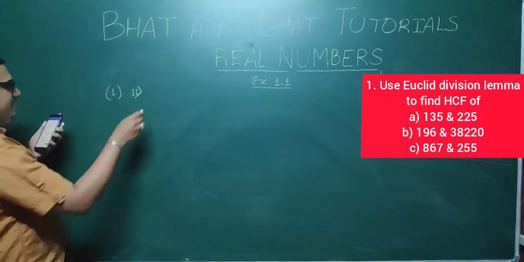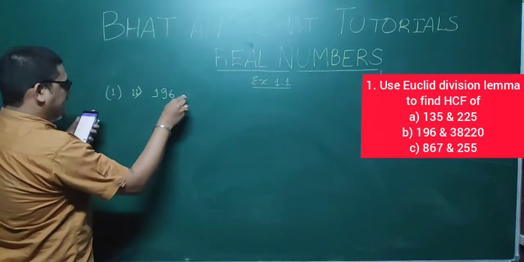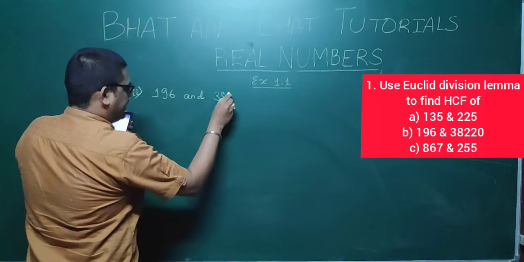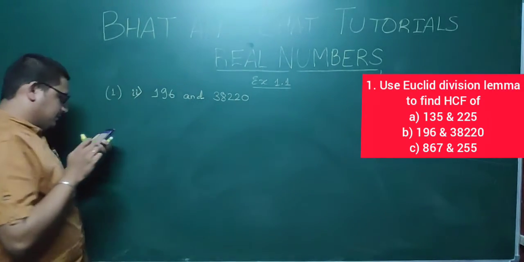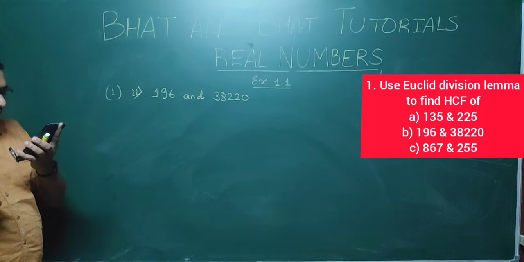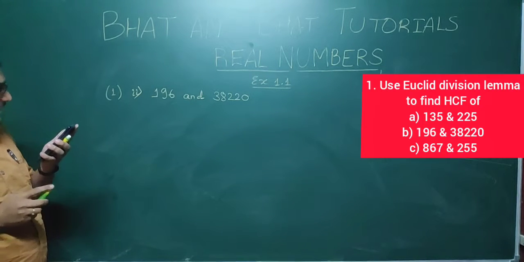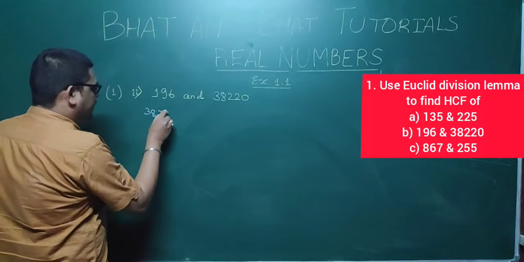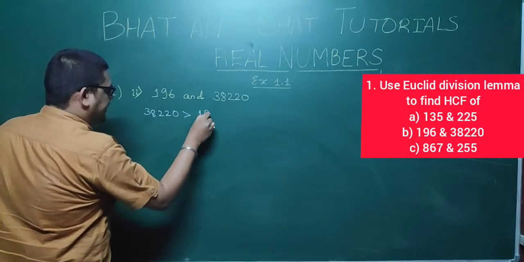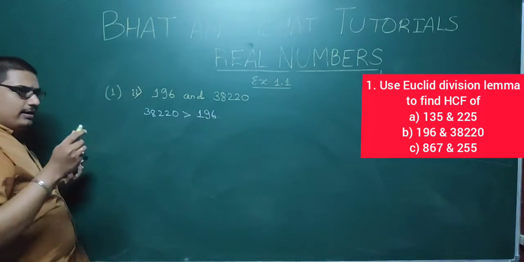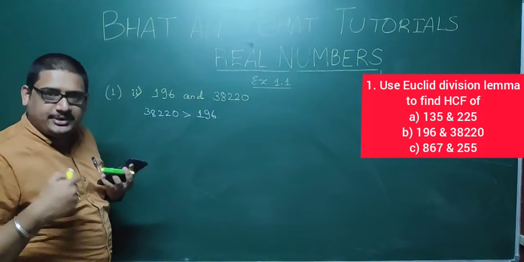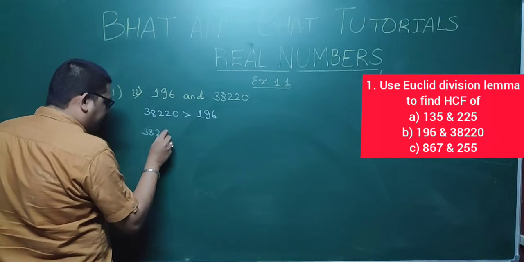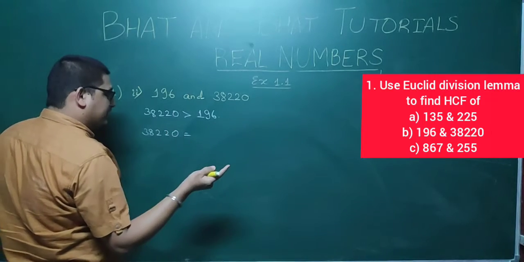The first question, second subpart says find out the HCF between 196 and 38,220. Now I have to make a very simple conclusion that 38,220 is obviously greater than 196. So now I will be writing Euclid's division statement directly. 38,220 should be equal to bq plus r.